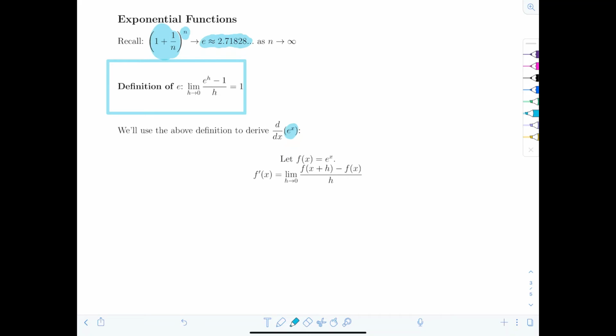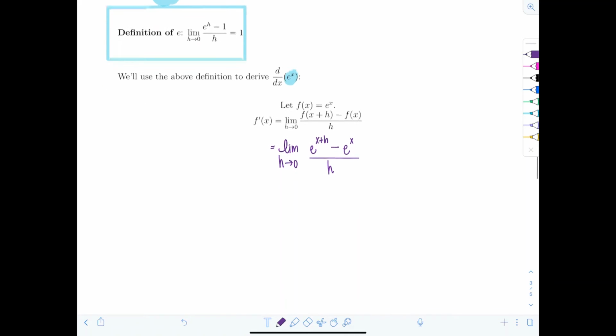And then remember how we found derivatives previously. f prime of x was equal to the limit as h approaches 0 of f of x plus h minus f of x all over h. So now I'm going to apply this definition to the function e to the x. So we'll have the limit as h approaches 0. Now f of x plus h is going to be e to the x plus h, minus f of x is just e to the x, and this is all over h.